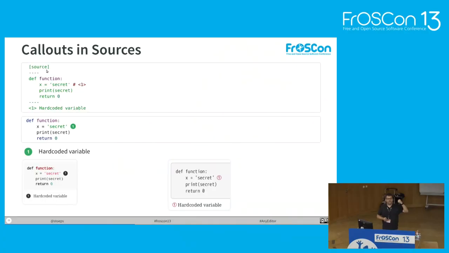Really important one. I think we saw it already in the last slides. I can use callouts in the source code. I just add a comment sign, brackets with one, and add the same symbol here after the four dashes. That's the one. And I just write some text under it, and I can explain that this line will do this and that. And you see it at the bottom of that slide.